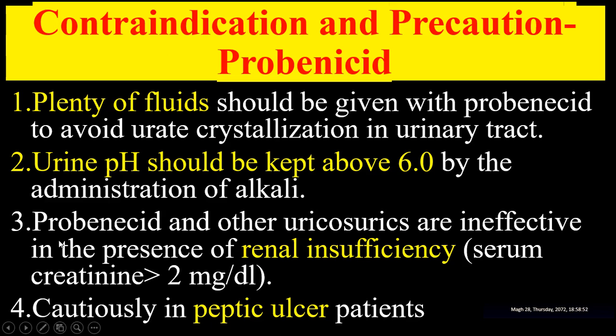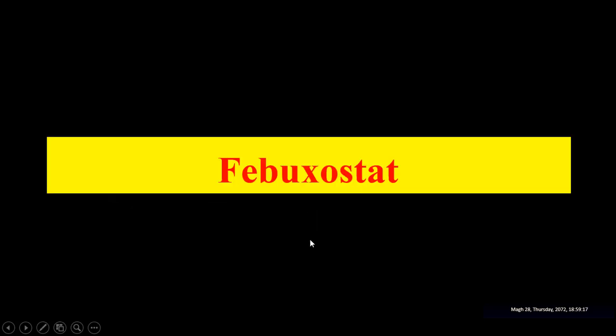And besides, in renal insufficiency, the much uric acid cannot be thrown out, so it is one of the contraindications. Renal insufficiency with serum creatinine more than 2 mg per deciliter is one contraindication. The normal is below 1.4 mg per deciliter serum creatinine level, and cautiously it has to be used in peptic ulcer patients. As I told you, it causes dyspepsia.